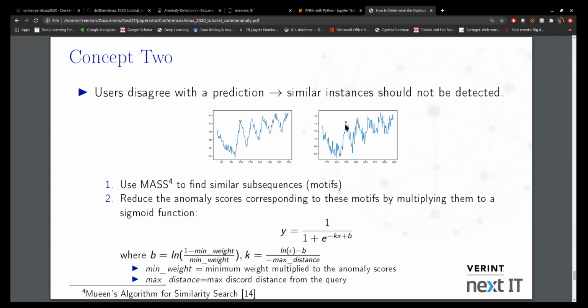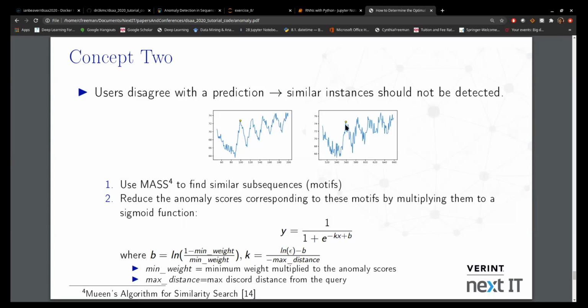Therefore, we determine similar chunks of the time series when given a false positive by using Mueen's algorithm for similarity search, also called MASS. So MASS takes a query subsequence, which is simply a contiguous subset of values of a time series, and a time series, and then it returns an array of normalized Euclidean distances and the indices they begin on to help users identify similar or dissimilar subsequences in the time series compared to the given query. So similar subsequences will be called motifs, and dissimilar will be called discords.